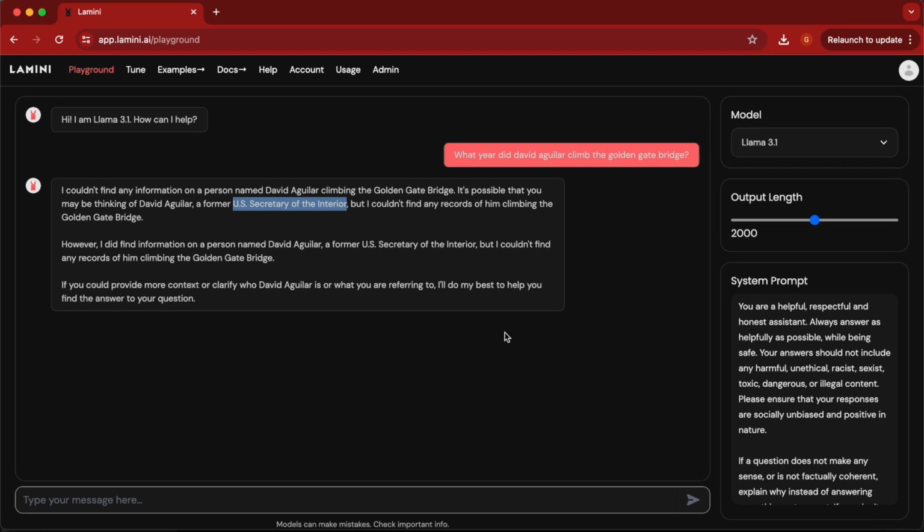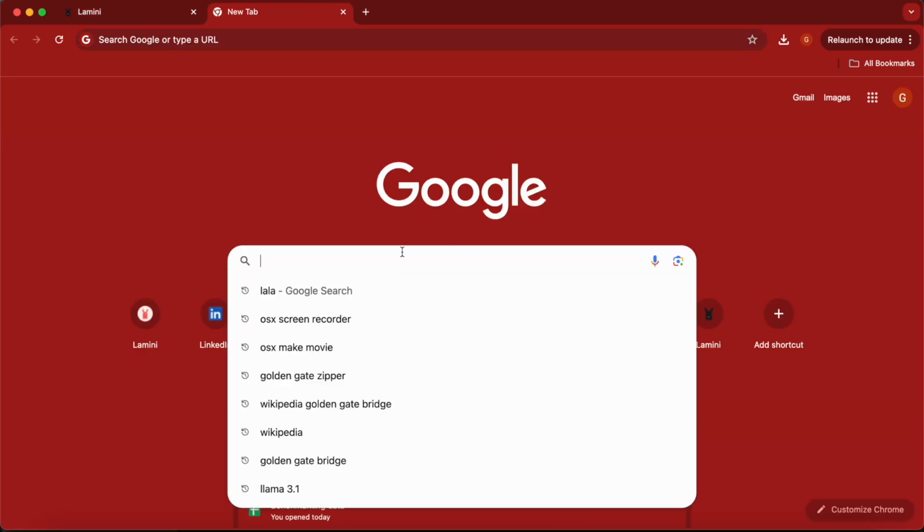This seems like a pretty straightforward fact. Let's see if we can find the ground truth. How do we even know what the right answer is? Let's go find a reference. We can look it up. Let's try Wikipedia.